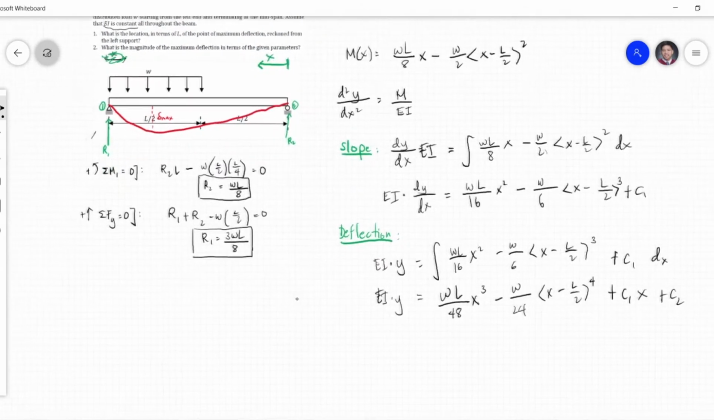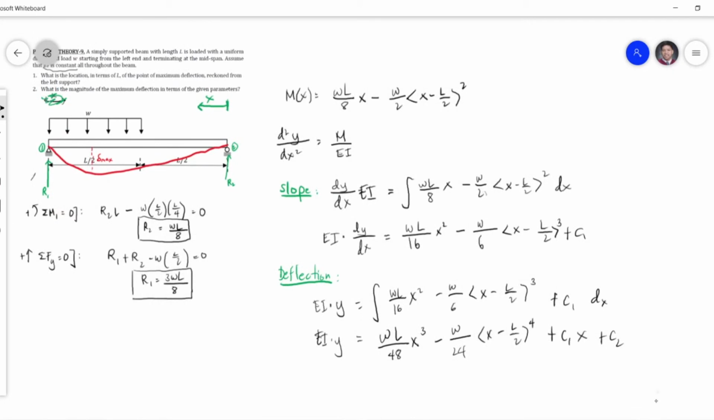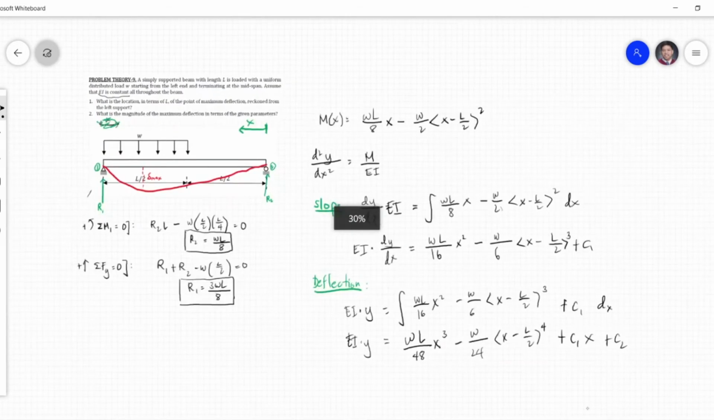So now, meron na tayong deflection equations. Pero meron pa rin tayong unknown na constants. So, with that, a-applyan natin yan ng boundary conditions. So, ang boundary conditions natin, adjust lang natin yung canvas.